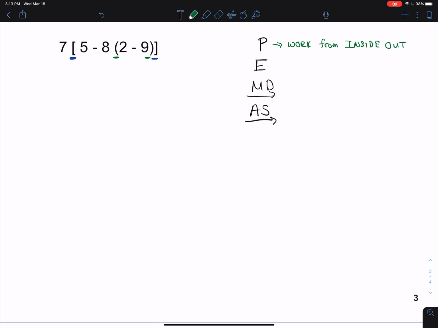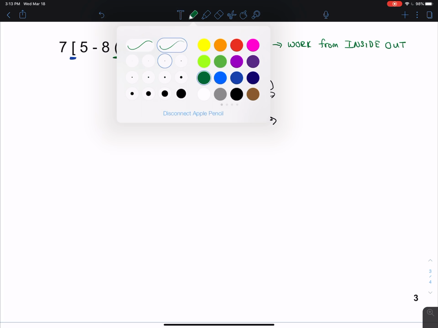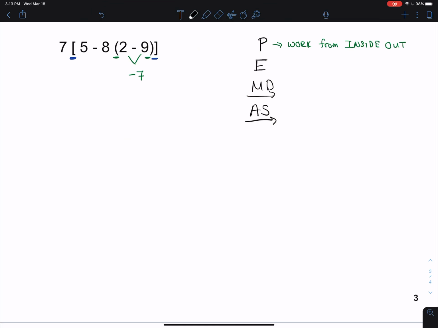So that 2 minus 9 is in the parentheses that are inside the brackets. So we're going to deal with that first. 2 minus 9 gives us negative 7. Then I'm going to bring everything else down.